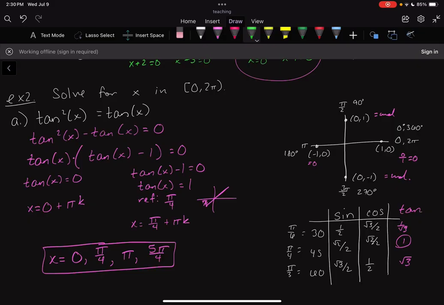Now I also want to talk about this in degrees. So this would have been 180k. This would have been 45. So this would be 0, 45, 180. And then quadrant 3, I would do 180 plus 45 to give me 225. So those would be my angles if I did this question in degrees.